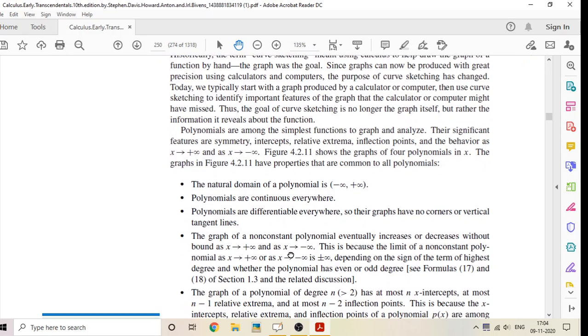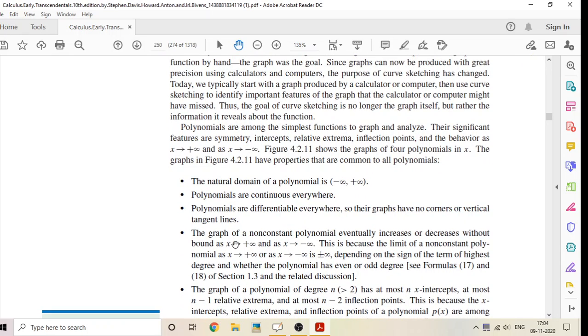Also the end behavior of a rational function is different. When you take a polynomial, the end behavior of the polynomial depends on the highest degree term. If the highest degree term is even, then as x tends to infinity, the polynomial will go to infinity, and as x tends to minus infinity also. For example if it is x square, it will go to infinity. So the end behavior will be infinity.